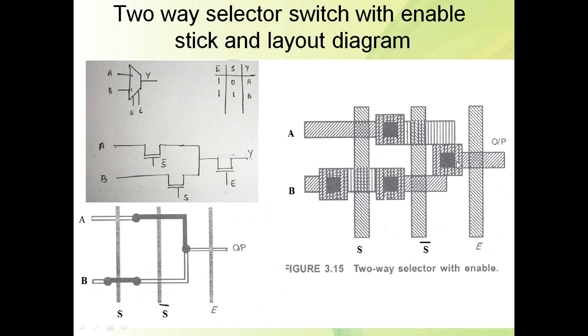This is another transistor, that is for enable input. Here the output is taken on the diffusion layer, and the input is on the diffusion layer. This is A input, this is B input, and this is output. In this way we can draw the layout diagram for a two-way selector switch with enable input. If the enable input is not there, it is very simple: you can remove this transistor and directly form the output here. This is one input, this is another input, and you get the output directly here if the enable input is not there.